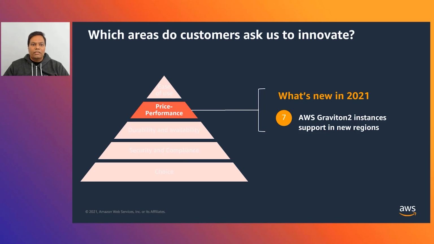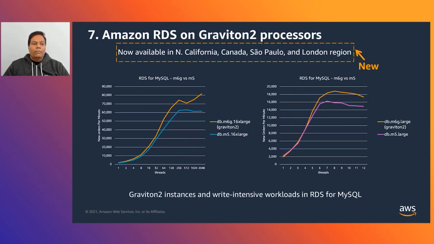As you can imagine, customers also expect us to innovate in the price performance category and provide ways to optimize the RDS cost structure. So let's see what type of innovations we have done in this area. Last year, we made Graviton 2 instances available for RDS. And this year, we are making even more regions available where you can deploy Graviton 2 based RDS instances. The new regions are North California, Sao Paulo, and London.